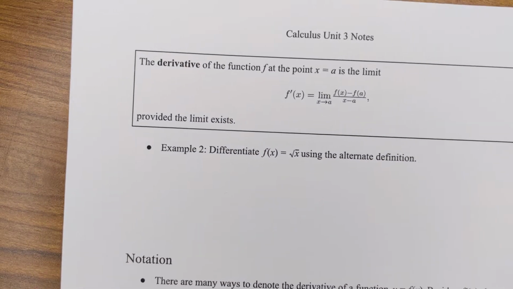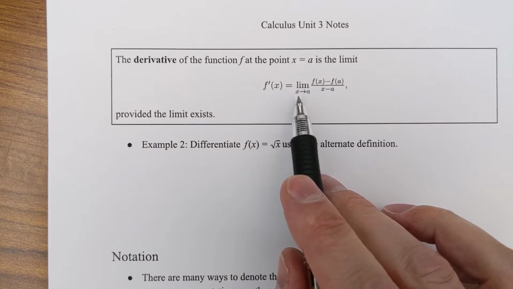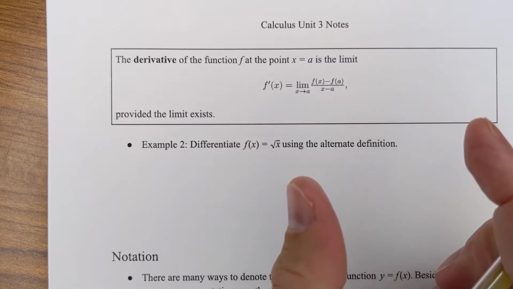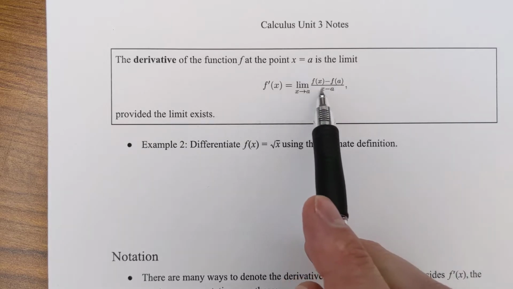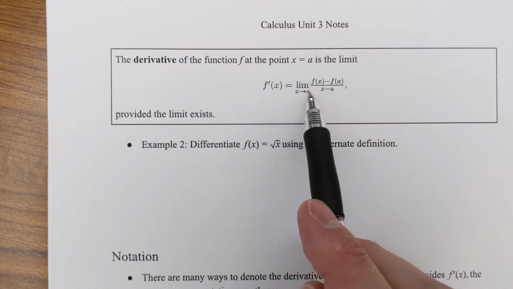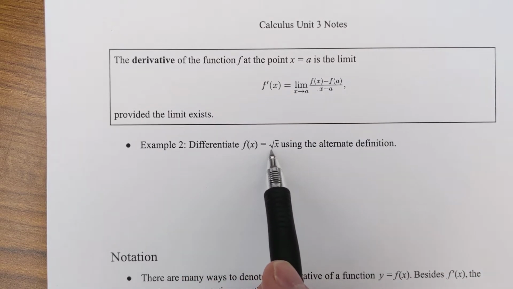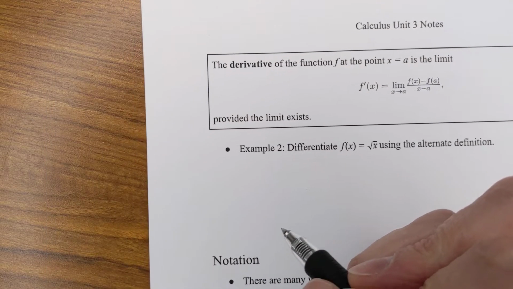All right, so here we've got an alternate definition. Instead of letting h approach 0, so you're letting the distance between your actual point and your secondary point get closer and closer, what this is doing is essentially putting the second point on top of the first point. So differentiate root x using the alternate definition. Let's give this a try.